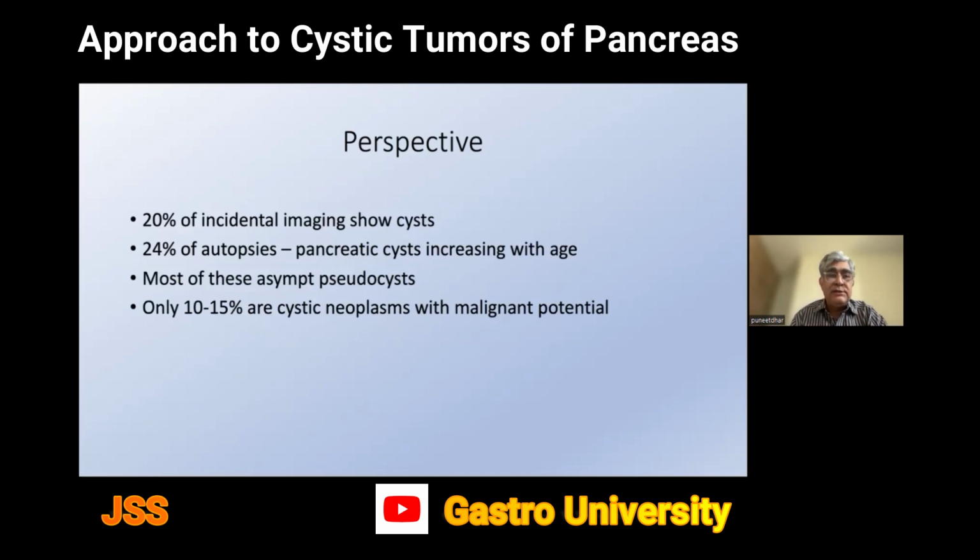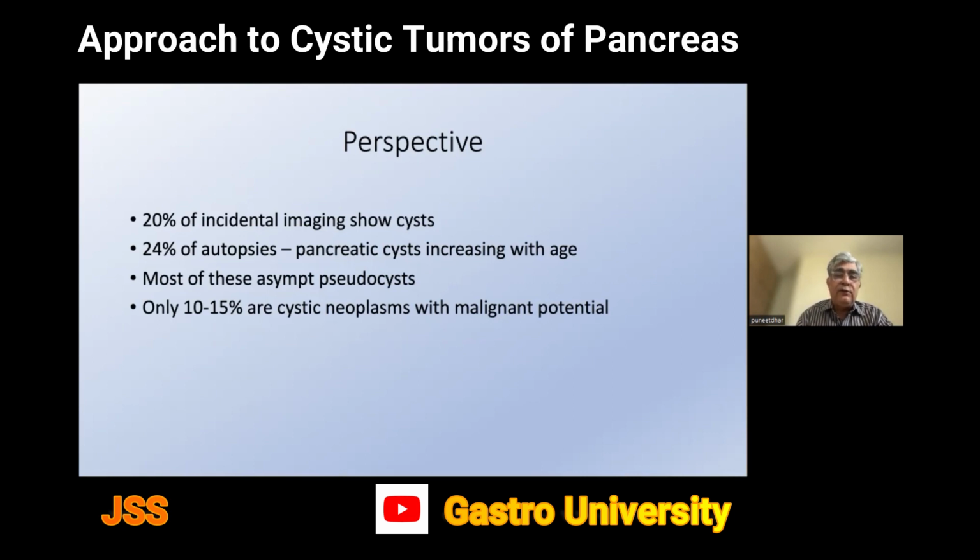So as Professor Kapoor said, very frequently 20% of incidental imaging can show cysts in the pancreas. Likewise, at autopsy, an equal number. We see cystic lesions, and as age increases, we see more of them. Some of them are definitely increasing with age. Most of them tend to be asymptomatic and are pseudocysts rather than true cysts.